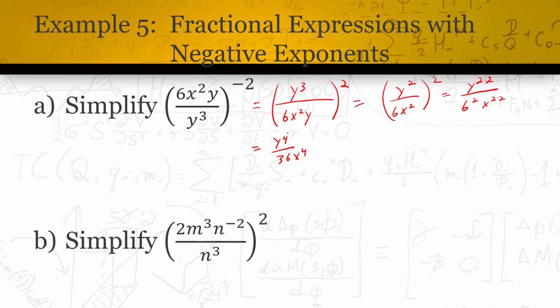And here is another one. Now here I have a negative 2 in the numerator, and the way I operate, I want to deal with this first. So I know since it's a negative 2 in the numerator, I can rewrite that as n squared in the denominator. So this will be 2m cubed divided by this down here, n squared, n cubed, the entire thing squared.